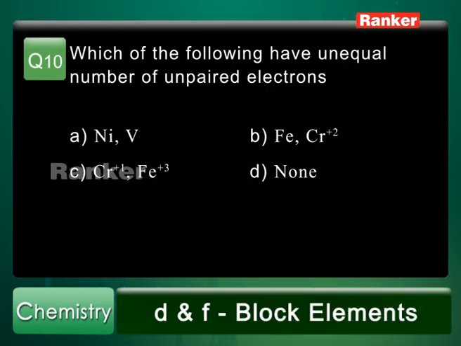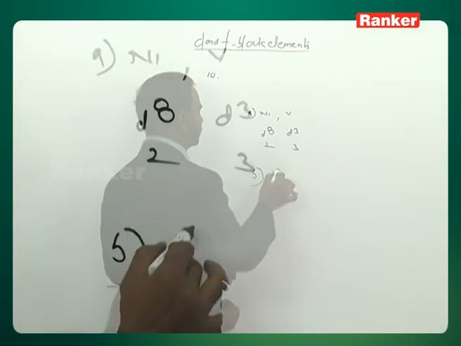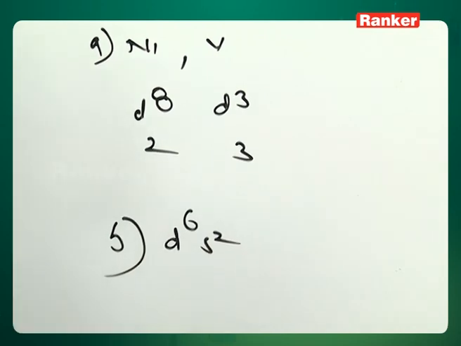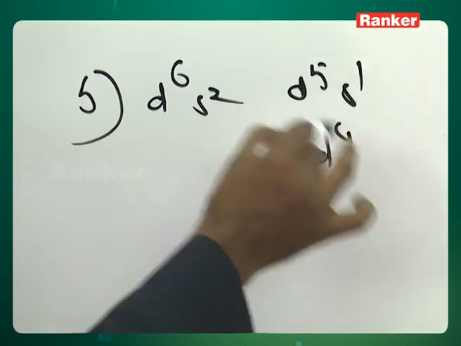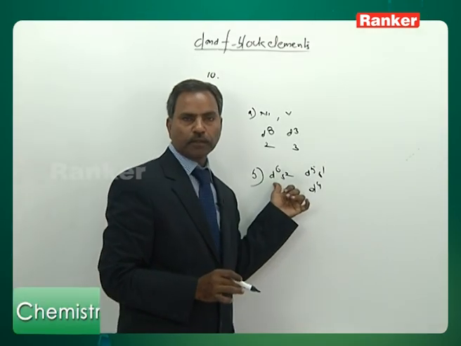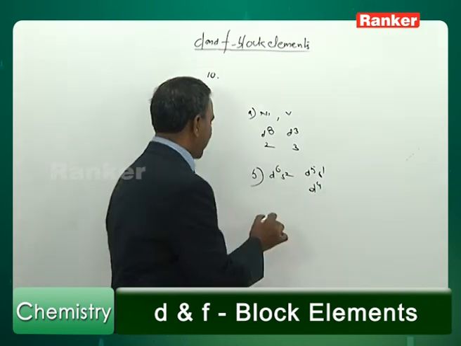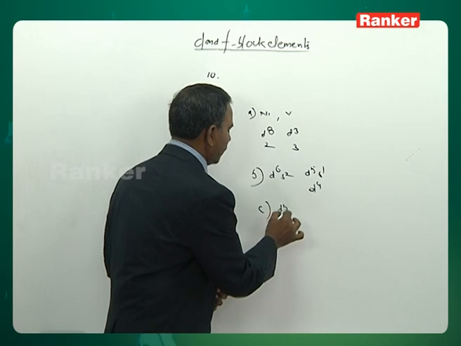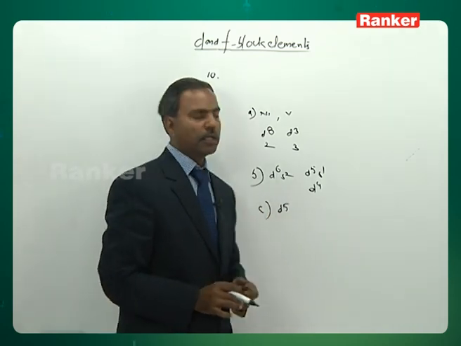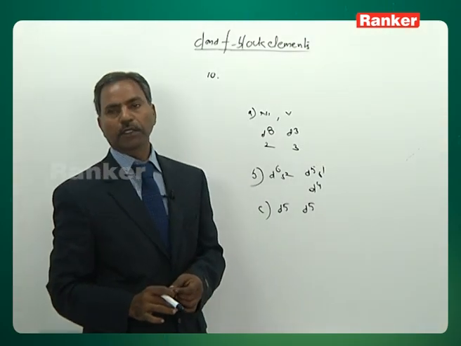Coming to option B, iron. Iron's atomic number is 26, so D6S2, and chromium plus 2. Chromium is actually D5S1, and plus 2 means D4. D6 has 4 unpaired and D4 has 4 unpaired, so they are equal. Coming to option C, chromium plus 1 means D5, which has 5 unpaired electrons. Fe plus 3 is also D5, so both carry the same number of unpaired electrons, 5.